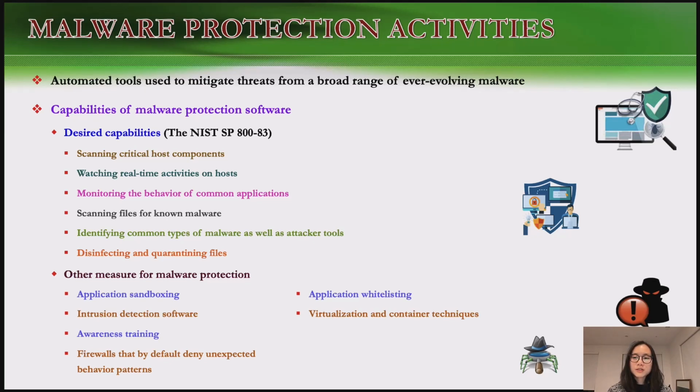Malware protection software does not provide the same level of protection against previously unknown viruses and malware. It is therefore suggested for organizations to put other measures in place, including application sandboxing, intrusion detection software, and awareness training that provides guidance to users on malware incident prevention. Other measures include firewalls that by default deny unexpected behavior patterns, application whitelisting to prevent intrusion of unknown software, and virtualization and container techniques that segregate applications and operating systems from each other.